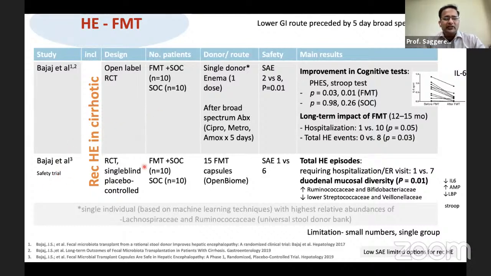The second study they did was a safety trial, a pilot phase 1 study. In this, they used capsules containing enriched bacteria, mainly FMT. 15 capsules were given to patients with recurrent HE. The number of HE episodes and hospitalizations or emergency visits were reduced drastically in patients who received FMT capsules compared to the controls. Additionally, they could also see a reduction in inflammatory markers like interleukin-6 and improvement in gut antimicrobial proteins. They did repeat biopsies, jejunal and duodenal biopsies, in the patients who received capsules after 3 months, and there was improvement in the antimicrobial proteins and reduction in serum LPS binding proteins in these groups. And definitely there was also improvement in the cognitive response in these patients.